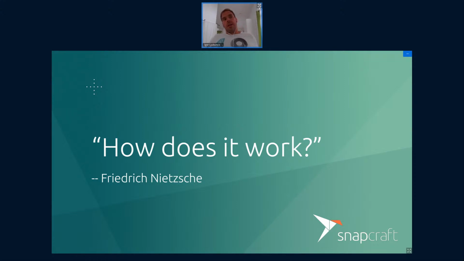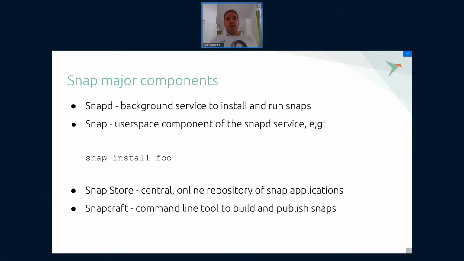Okay, so this is kind of like a little promotional piece. Now let's go a little bit into the mechanics of how things work. The Snap ecosystem, if you will, has 4 major components. There's the store that we mentioned earlier. Then there's the Snapd service, which runs on a system and provides the interface to the store. There's the user space component of the service called snap. And finally, for developers, there's the Snapcraft command line tool, which allows you to package and publish your snaps.